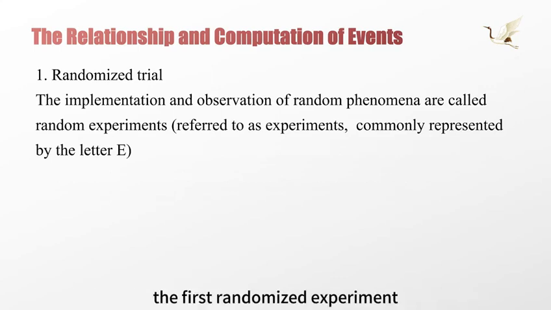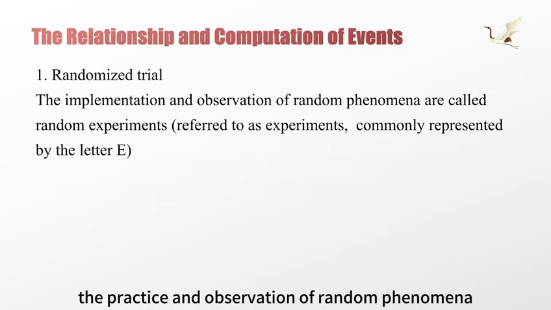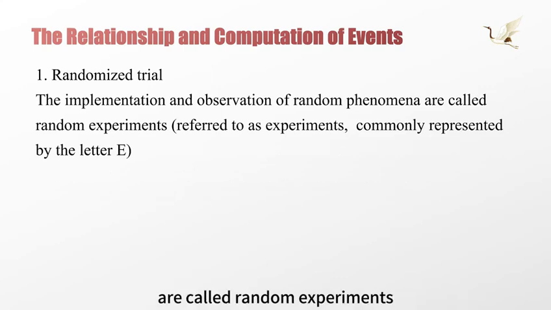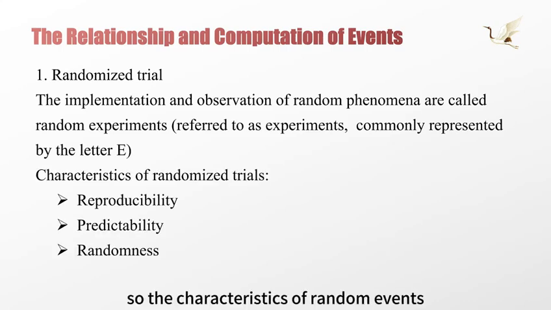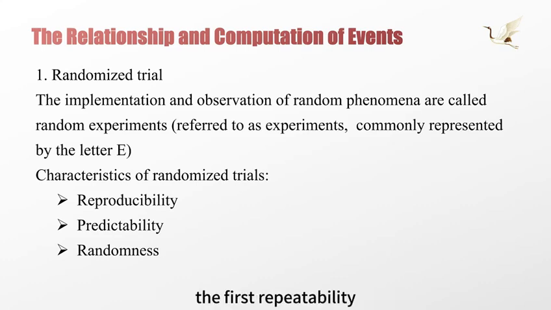The first is the random experiment. The practice and observation of random phenomena are called random experiments, abbreviated as experiments, commonly represented by the letter E. So, the characteristics of random events: the first, repeatability, the second is predictability, and the third is randomness.